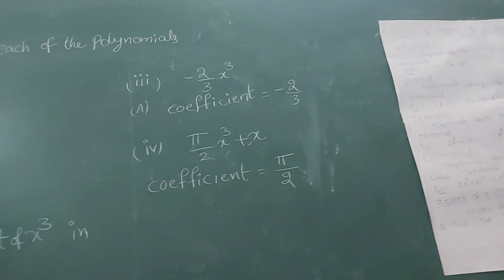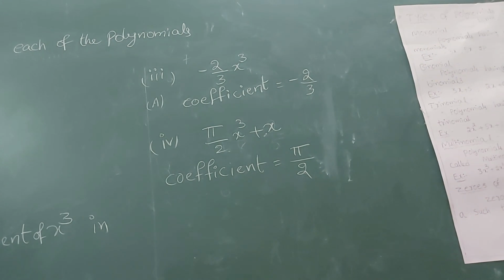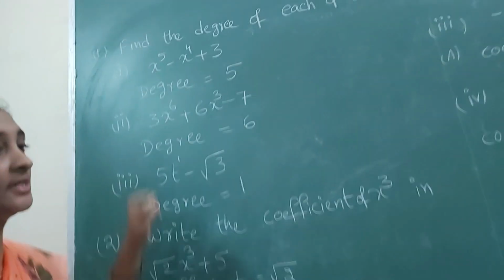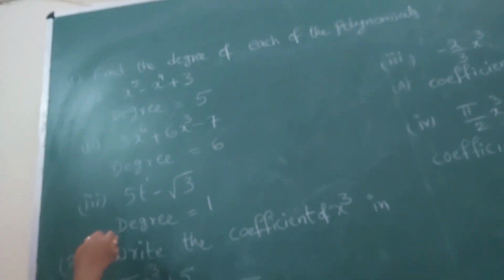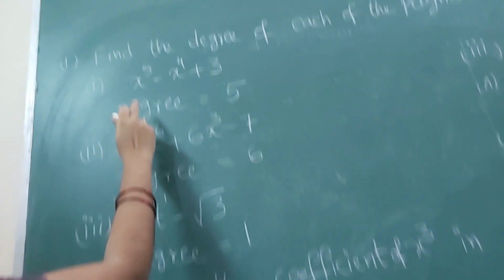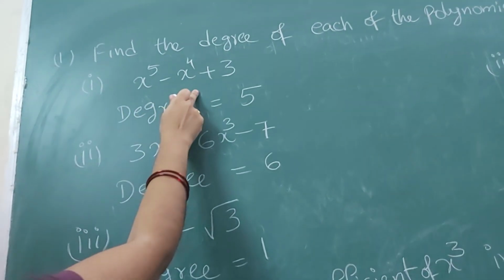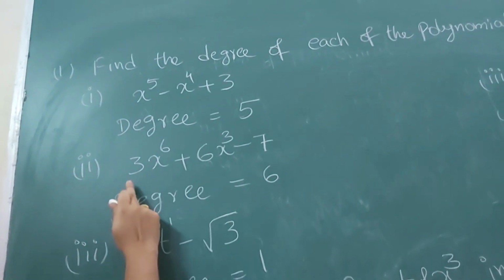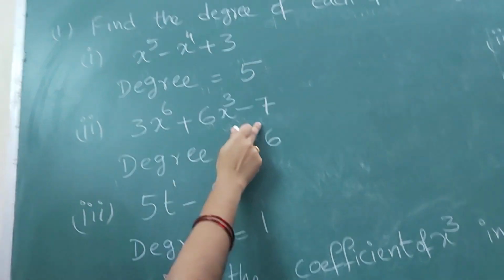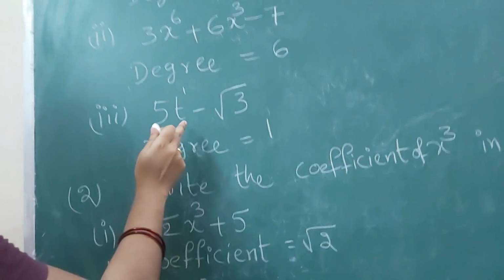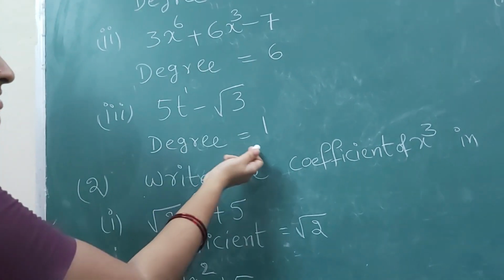Next, once again, find the degree. Degree means the highest power of variable in the polynomial. So in this first problem, degree is 5. In the second one, highest power 6, so degree is 6. In third, 5t, so power is 1. Degree is 1.